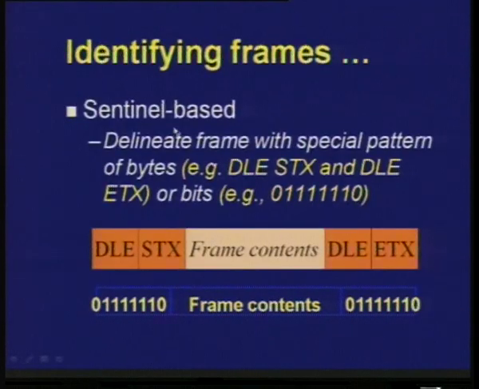One of the first methods that we talk about is called sentinel based framing, in which some special characters are used at the beginning and at the end. So we say that you delineate a frame with a special pattern of bytes or bits.